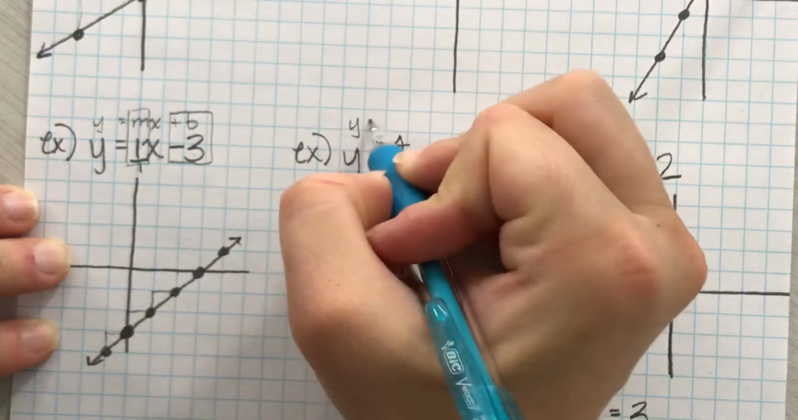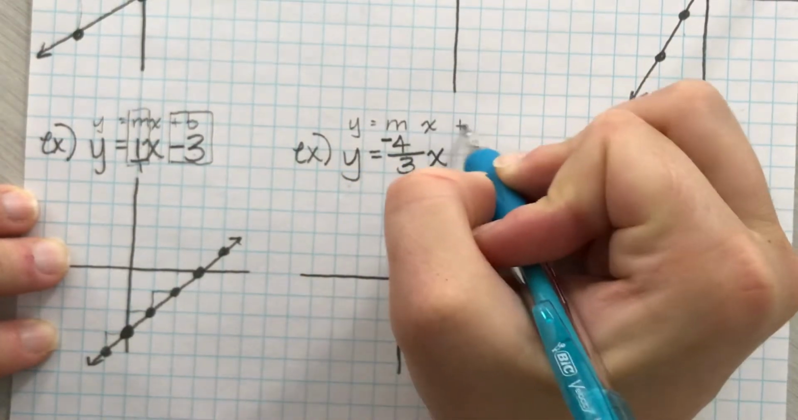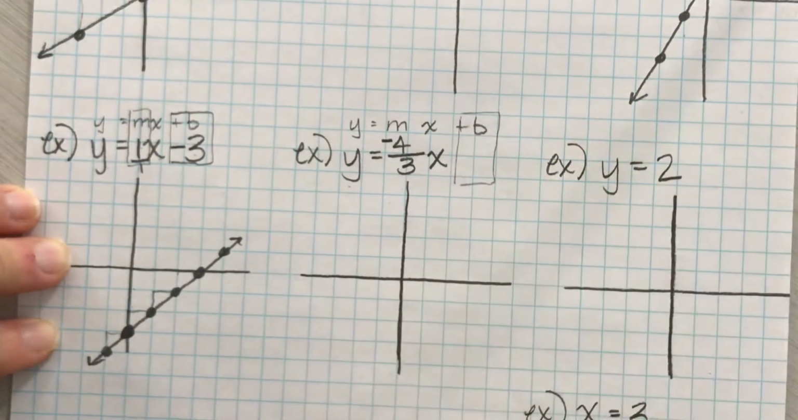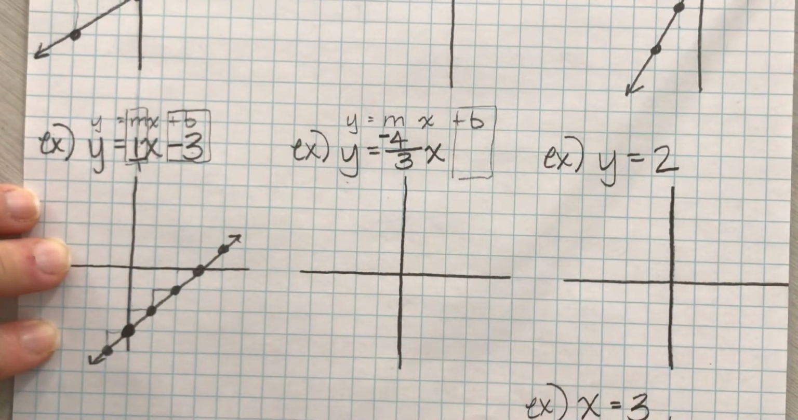The next one, if I think, again, y equals mx plus b, well, this time there is no beginning value. There's no b at the back of this formula.